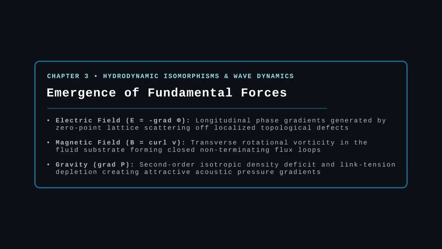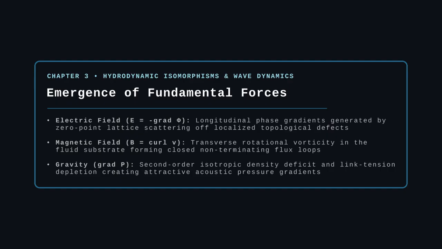To understand the electrostatic field and phase scattering, an elementary electric charge in MSVT is modeled as a localized topological phase defect embedded within the f0, approximately 2.95 times 10 to the power of 42 Hz, zero-point breathing lattice.